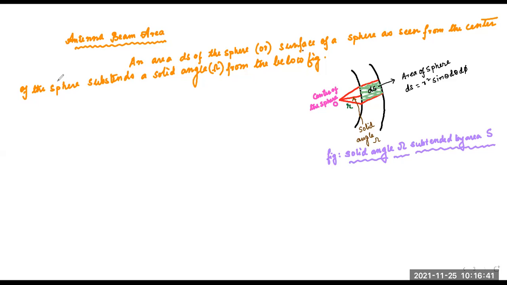So now came to that the total solid angle subtended by the sphere is 4 pi. Subtended by the sphere is 4 pi. So very concentration, please understand this.